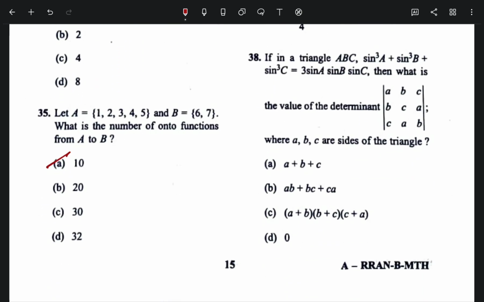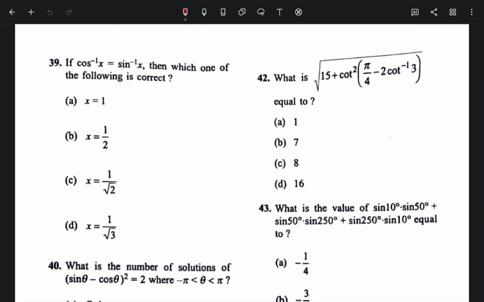So for question 38, the answer is D. It's going to be 0. If you solve it and apply these in the ratio, use the sine rule, apply the ratios, you'll find the answer to be D. So 39, cos inverse of x plus sin inverse of x. In this case, it is going to be x is equal to 1 by root 2.